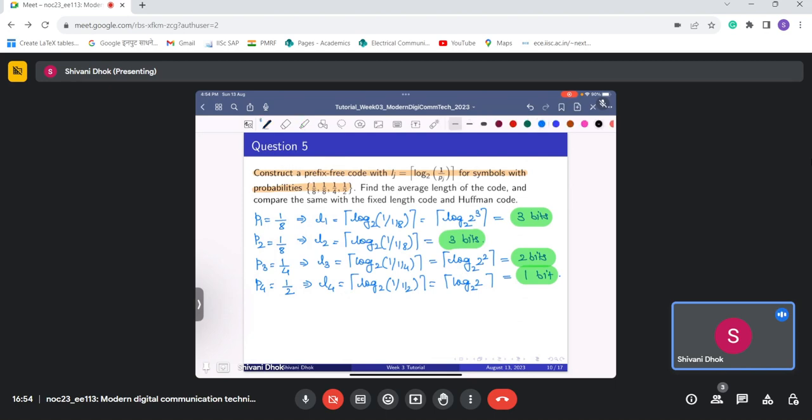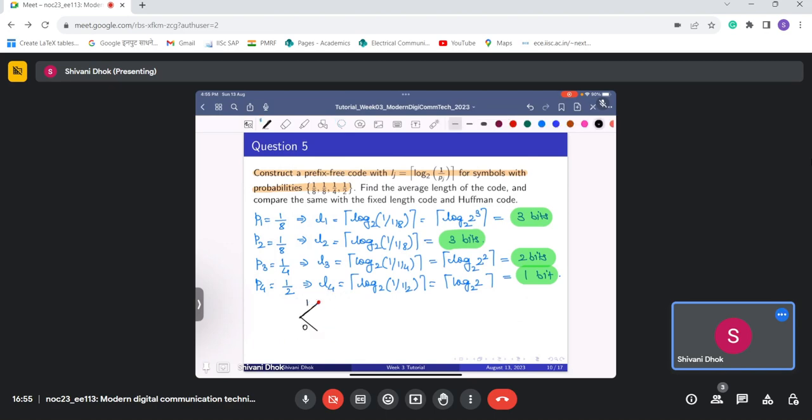So now let us try to construct a binary tree. We have one code word of length 1. So let's say this is the code word of length 1, and let's say this is 1 0.